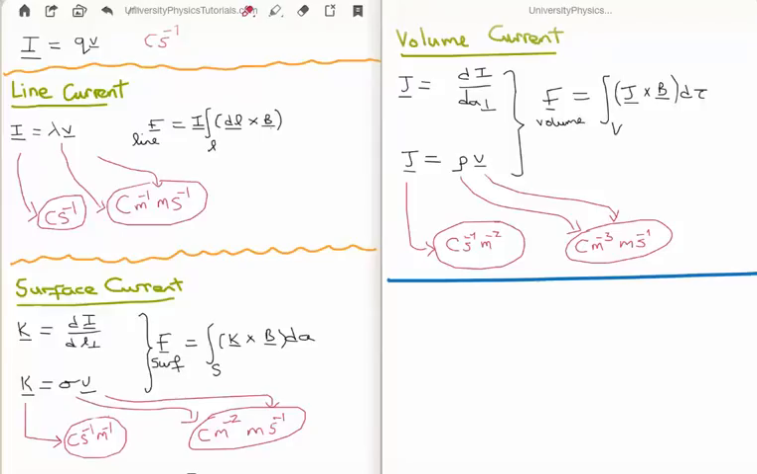And finally, for volume current, we know that the volume current density is equal to dI/dA perpendicular, or another way of writing it is rho, the volume charge density, multiplied by the velocity of the charge. Once again, we get coulombs per meter cubed and meters per second, giving us coulombs per second per meter squared, as anticipated. Now we are ready to discuss the continuity equation.